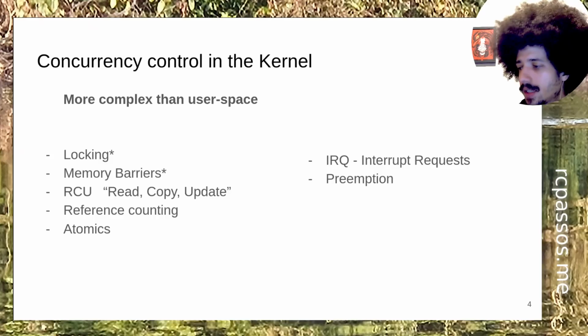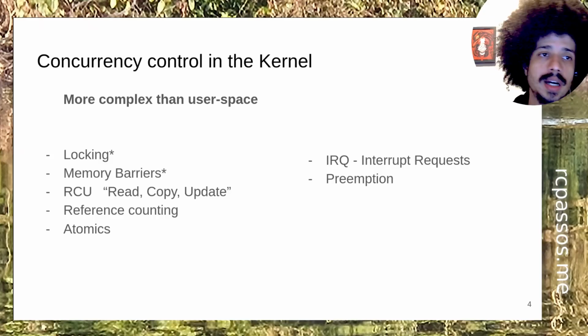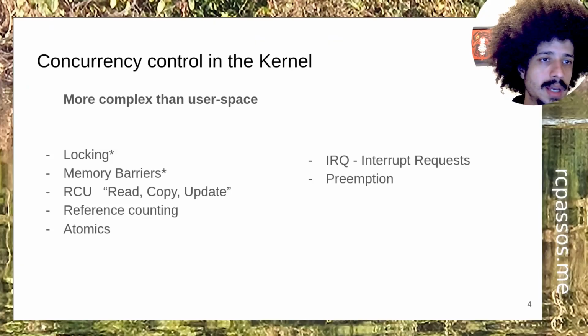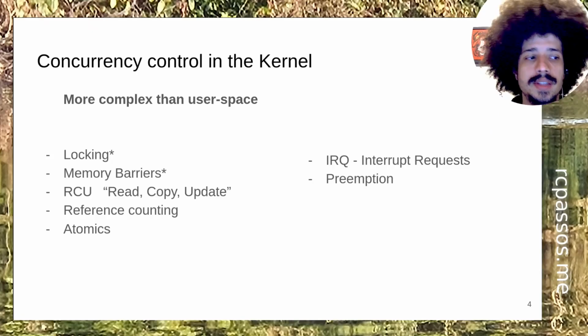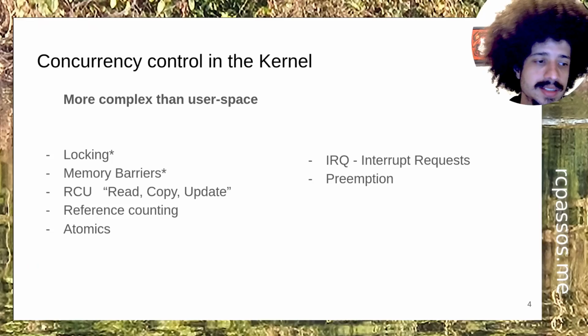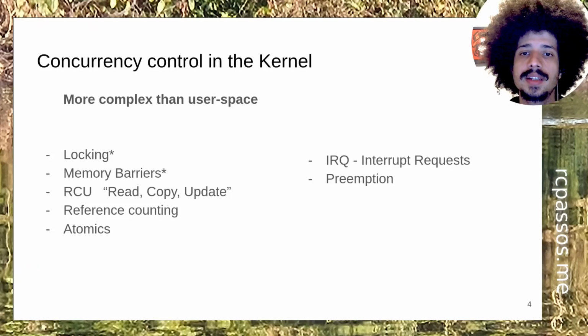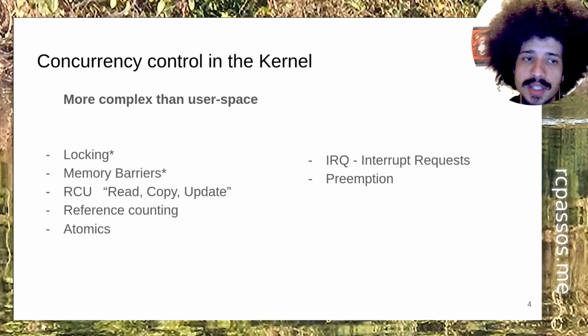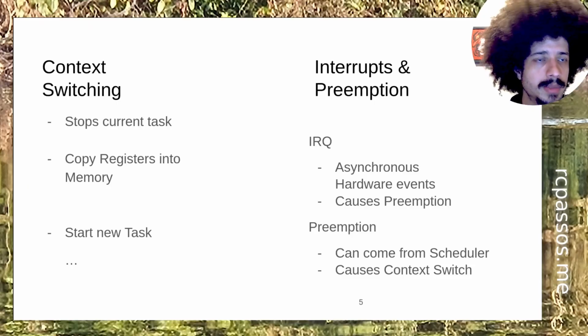How do we control that? We have various techniques. I'll explain some of them in the next slides. But what I want to focus on here is that there are techniques in user space, and there are some things that make it more complex in the kernel because we have interrupts and preemption. But before going forward, I need to introduce three concepts.